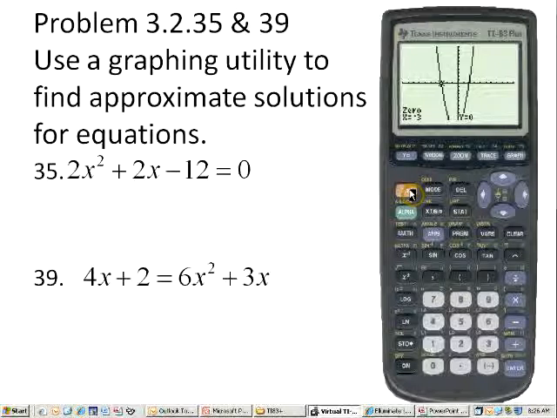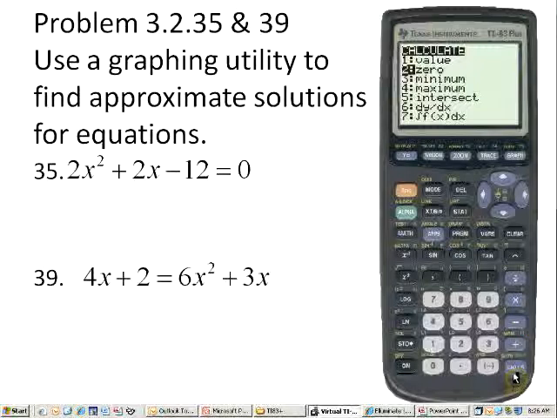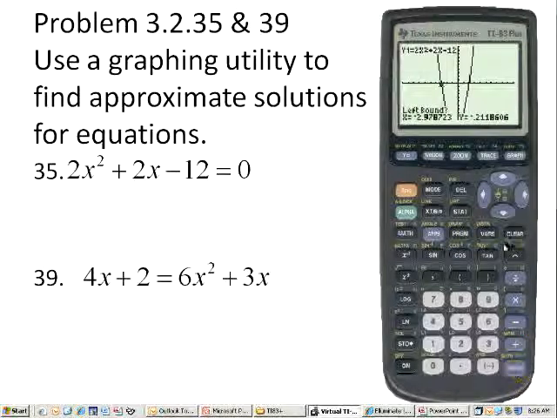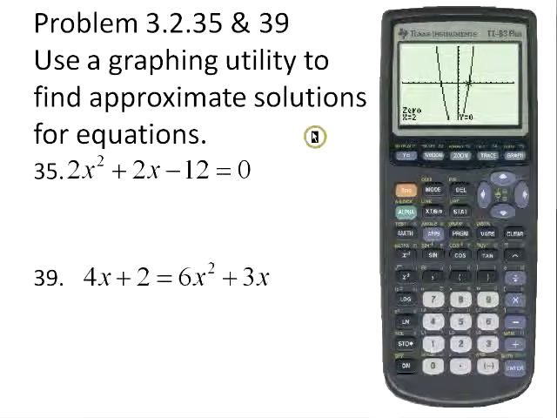If we want to find the other one in like manner, we can do second, calc, scroll down to zero, or just press 2. And this time we're going to scroll. It asks for a left bound, so I need to get over here somewhere to the left of it. That's good enough. Going a little bit further to the right of it. That's good. And we can come a little closer now. Hit enter, and we get our second solution for this equation.